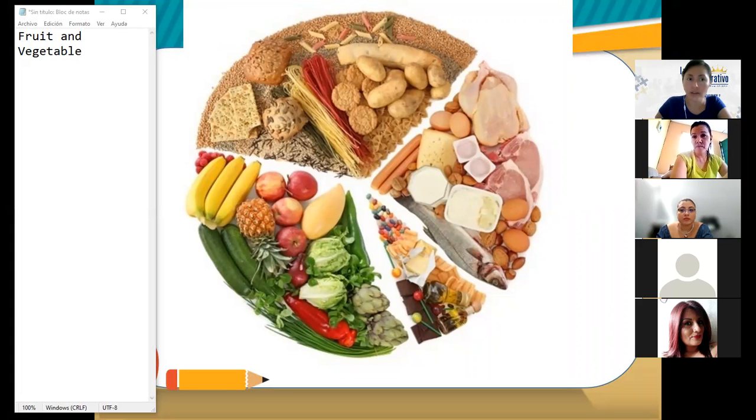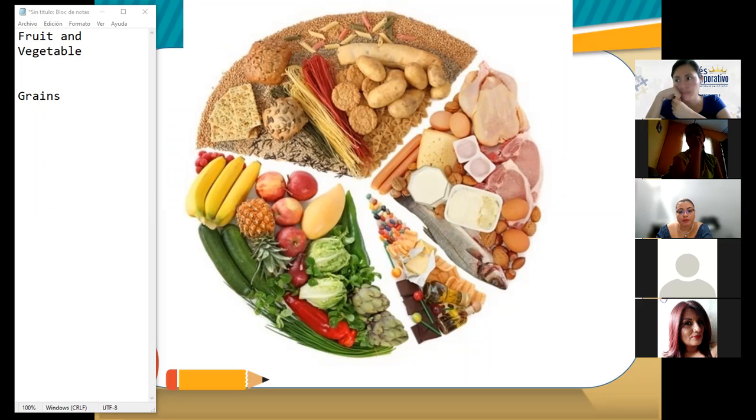And then we have, what about this section? What's the name? This one? Grains, okay, very good. We have grains. Ah, les iba a decir cómo se pronuncia vegetable. Hagamos de cuenta que lo decimos así. Vegetable. Okay, very good.